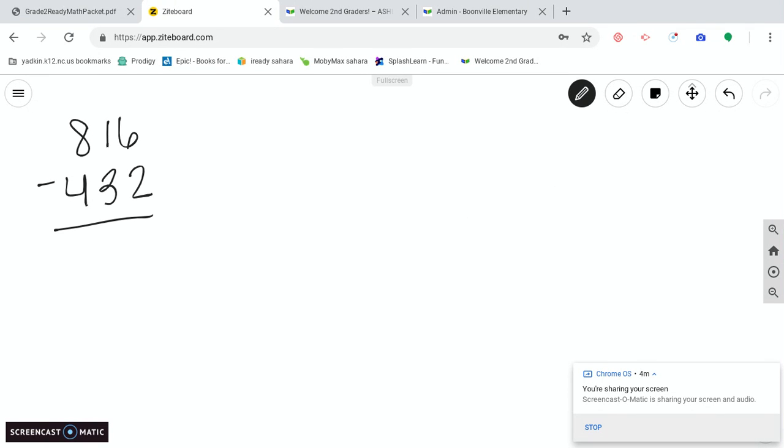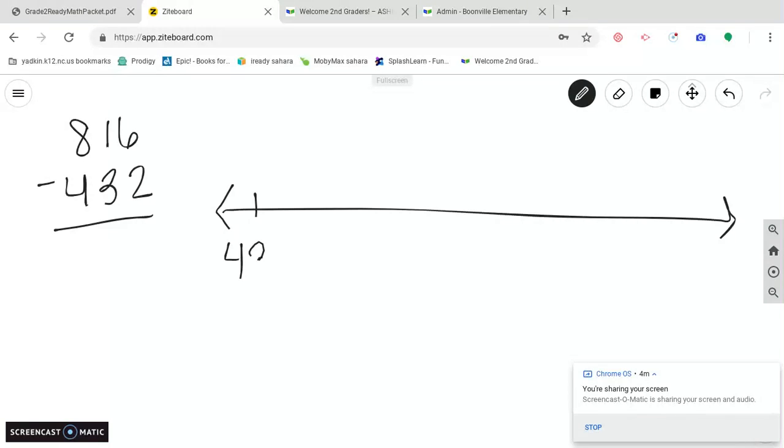Okay, let's do this one on a number line. So remember you can count up. So let's do that one first, and then we'll subtract back. 432, 816. So this is my part. I'm counting up to get to my whole. So my answer will be in the jumps. That will be the other part.